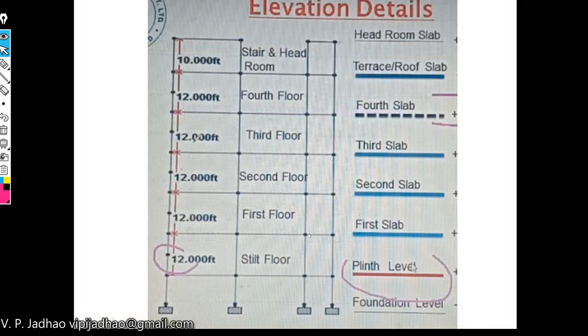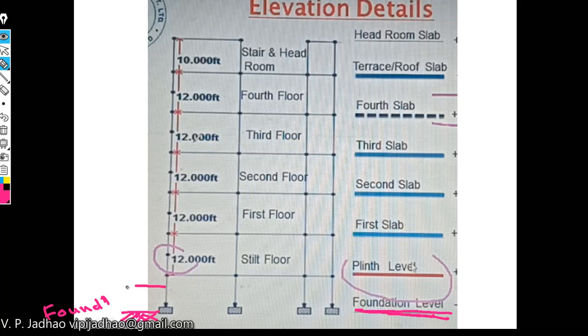So which are the different levels in your building? The first level, which is at the bottommost part of your building, is your foundation level. We'll be having some foundation strata here. So this is your foundation level, which is shown here.